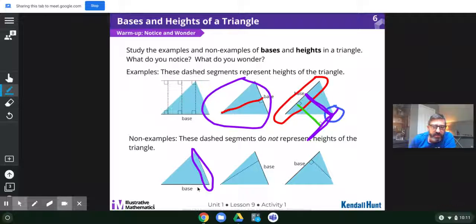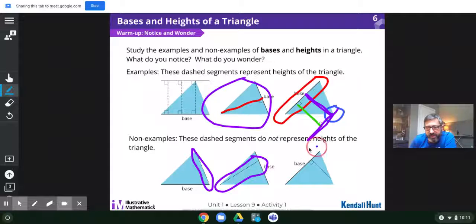So does that line look perpendicular from the base to you all? No, it doesn't. So that can't be our height, can it? And what about this line here? Does that look perpendicular to the base? It doesn't. It's a little closer, but it's not exactly perpendicular.